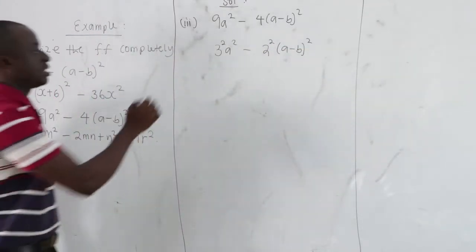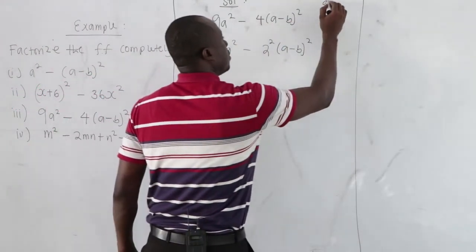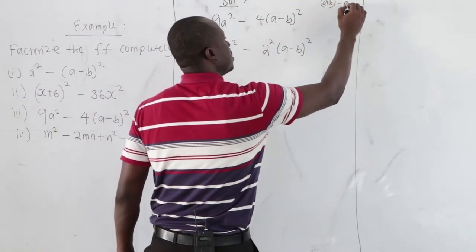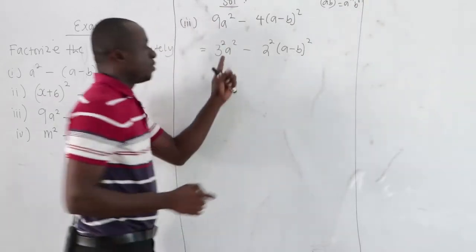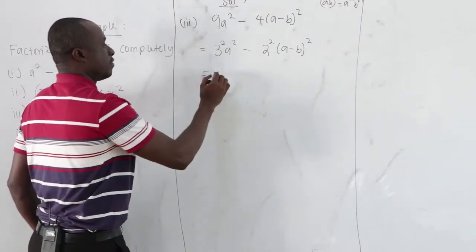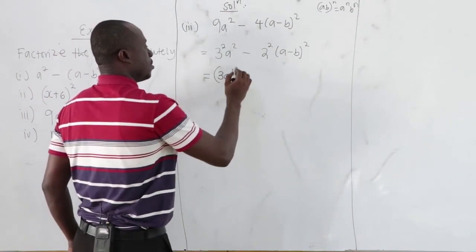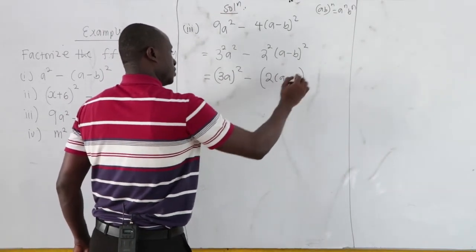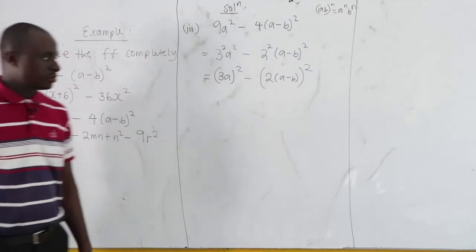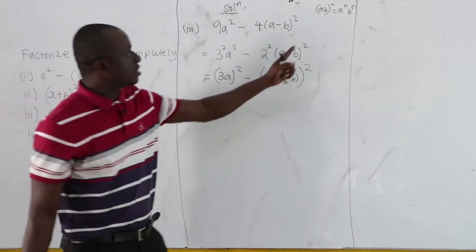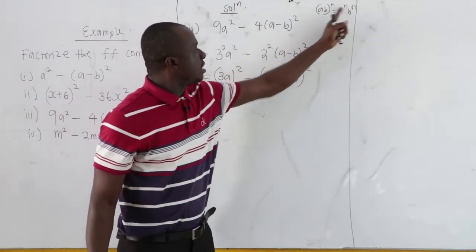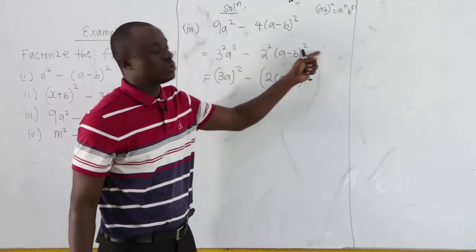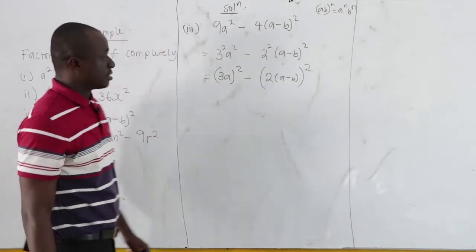Now from the property that we learned, that if you have (ab)ⁿ, this is aⁿbⁿ, we apply it over here. So we have (3a)² minus (2a − b)². Applying it, you can see that the n is 2, the same thing, 2. So you can express it as that.